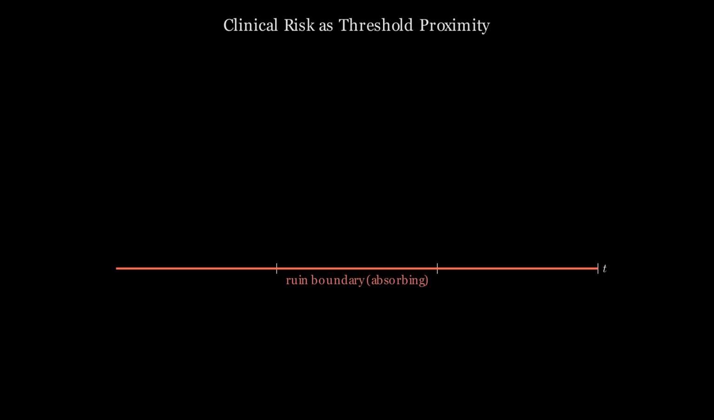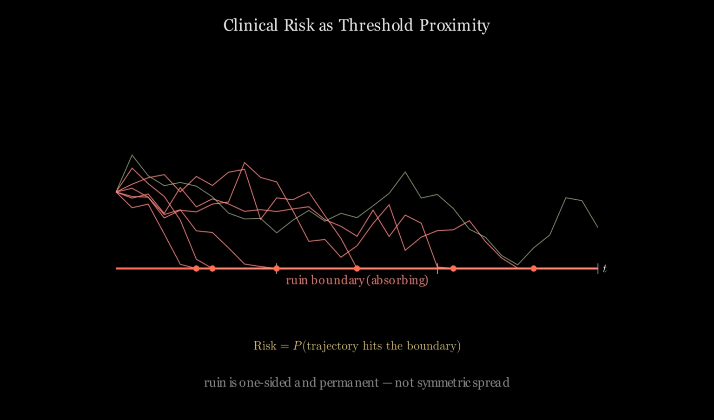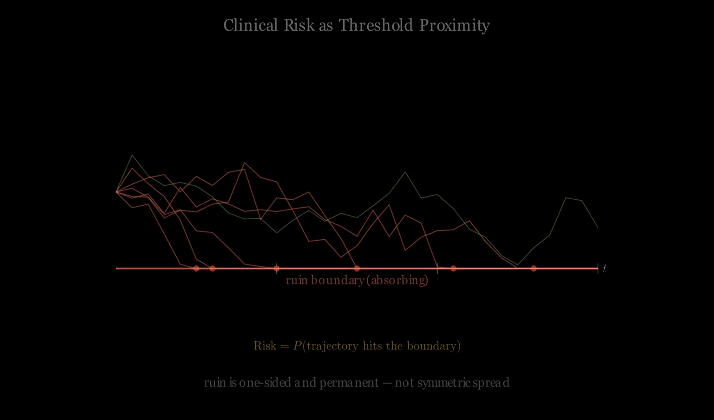Clinical risk is defined by proximity to an irreversible physiological threshold. Organ failure, hemorrhagic stroke, and circulatory collapse are absorbing states. Once the patient crosses into that territory, the clinical trajectory changes permanently. This structure is asymmetric. Only the crossing into the irreversible zone matters. A biomarker moving toward that threshold carries risk regardless of how smoothly it moves. Direction and distance from the threshold determine exposure. Spread around the mean does not.